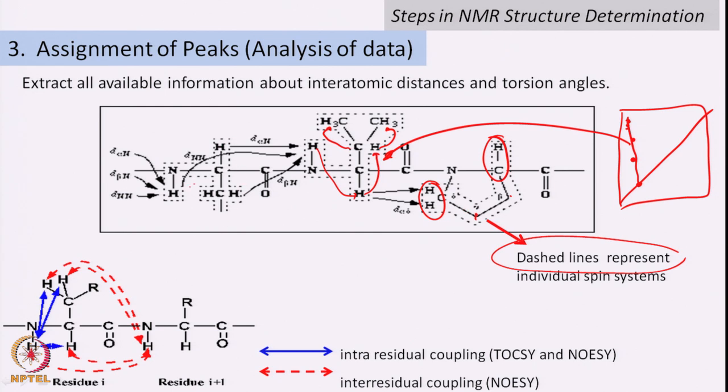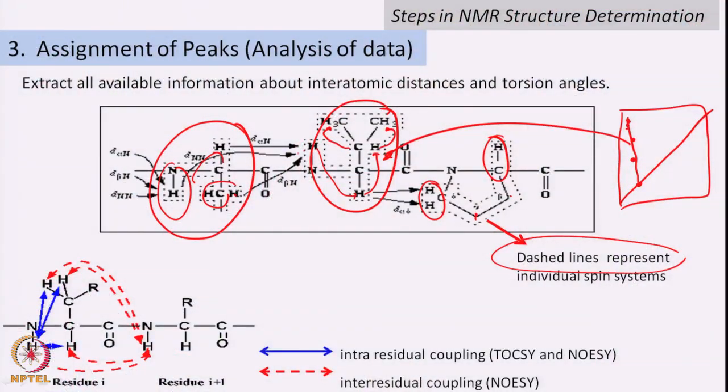Similarly, we can take it from some of these here. NH will be correlated with H alpha, H beta and so forth. So these will come from a simple spin system, and each spin system will give a typical pattern in TOCSY. Now, we want to see which is near what, so we need distance-based spectroscopy, and that is NOESY.